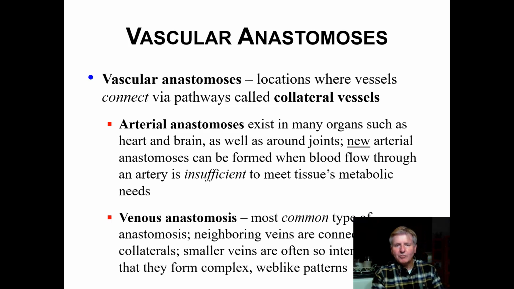Vascular anastomoses. These are locations where vessels connect via pathways called collateral vessels. Arterial anastomoses exist in many organs like the heart and brain, as well as your joints. New arterial anastomoses can be formed when your blood flow through the artery is insufficient to meet your tissue's metabolic needs. Your most common types of anastomoses are actually venous anastomoses, and that's when neighboring veins are interconnected by small collaterals. Your smaller veins are often so interconnected that they form complexes or web-like patterns.